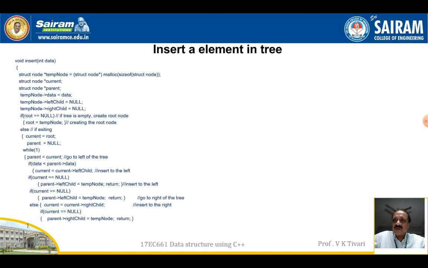Else, if it exists, we set current to the root and parent to null. Then we use a while loop to insert the left subtree child and the right subtree child. We write the code for this in the same way.